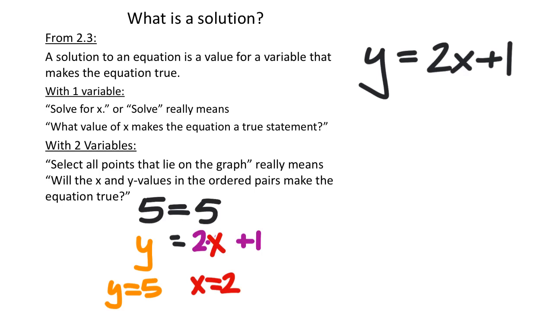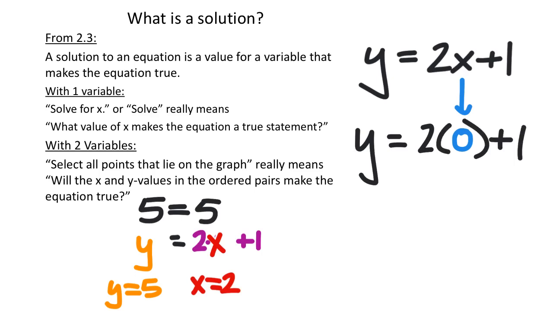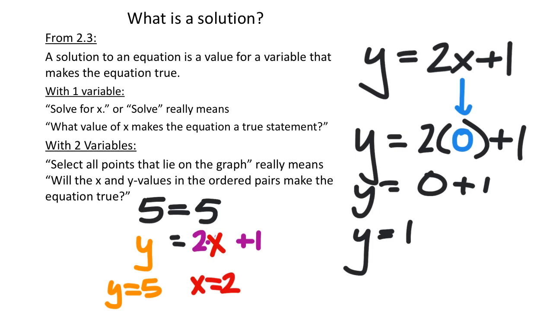Here's what I mean. If I were to go into this equation, and let's say I replaced x with, let's say, 0. Well, what value of y would then make it a true statement? Well, it becomes an equation that I could solve. That's 2 times 0 plus 1. And 2 times 0 is 0, plus 1 is y. 0 plus 1 is 1. Okay? So, again, I remember I told you guys this creates a relationship.